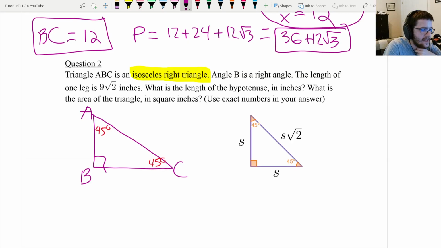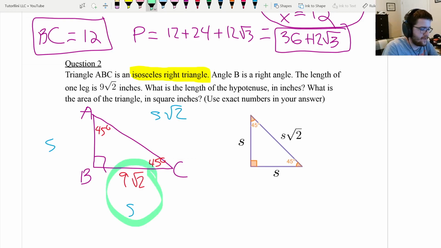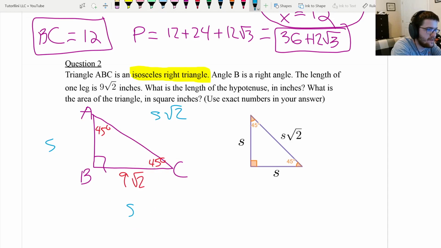Okay, the length of one leg. Leg is one of the shorter sides, so why don't we say this one is 9 root 2? And these guys are S, S, and S root 2. So you can kind of see right away that 9 root 2 is S. So I'm just going to put that everywhere. So 9 root 2 is here. And then 9 root 2 times root 2, which is 9 times 2, because the root 2 becomes a 2. So that is 18.